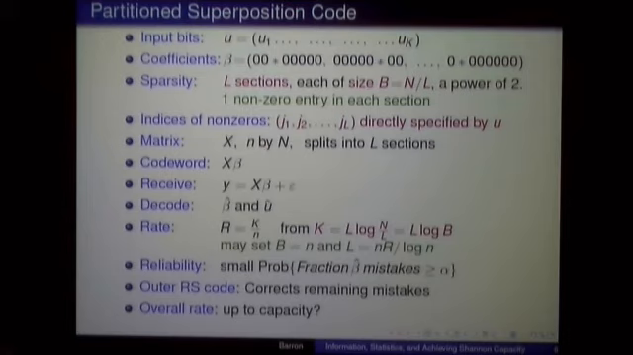So we mentioned reliability already. What happens here is the Reed-Solomon code is working on the J1 through JL. Those J's take values in 1 to B, which is a power of 2. You represent them in the appropriate finite field representation, and those are the symbols of the outer Reed-Solomon code.